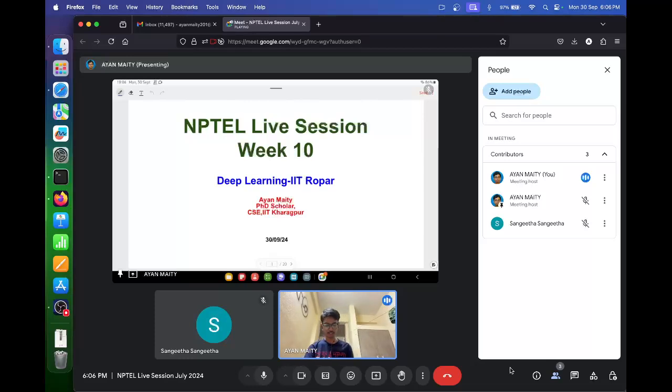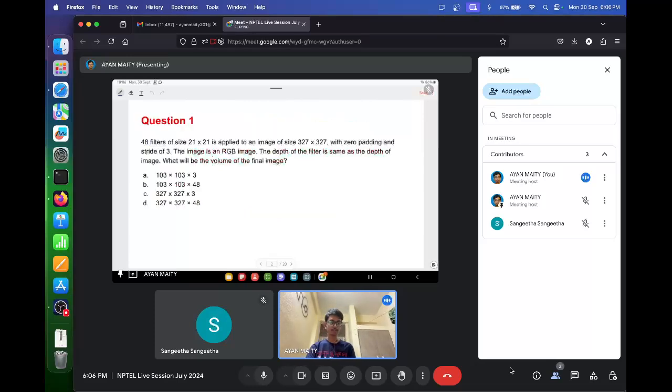So we will start solving the practice problems, and you can write your answers in the chat. This is the first question. 48 filters of size 21 by 21 are applied to an image of size 327 by 327 with 0 padding and stride of 3. The image is an RGB image. The depth of the filter is the same as the depth of the image. What will be the volume of the final image?